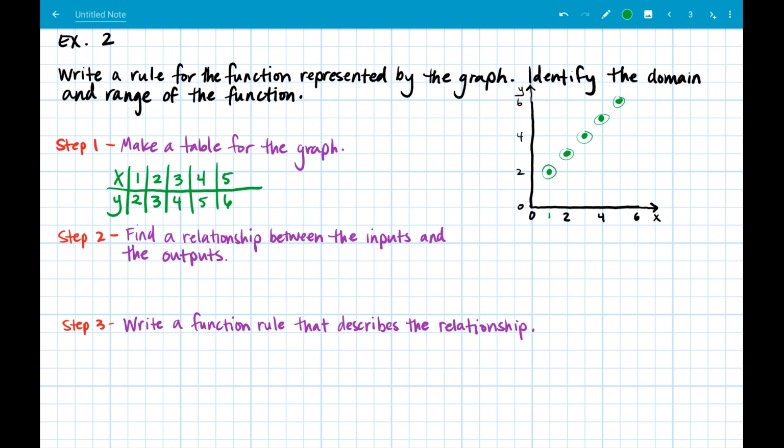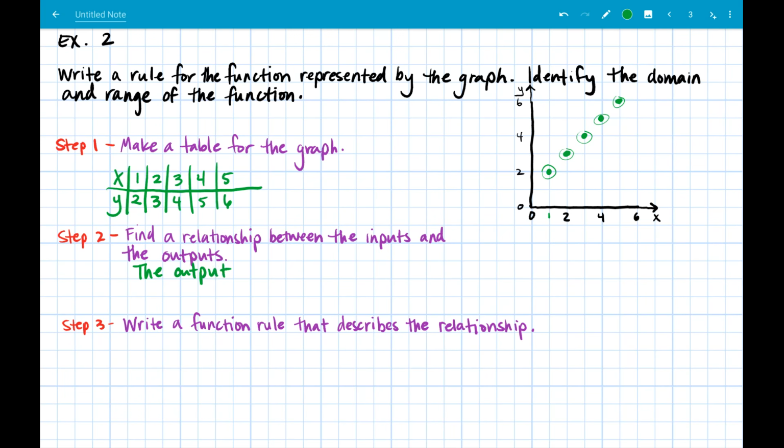Step 2 to solve this would be to find the relationship between the input and the output. What is happening to each of the inputs to give you the output? Hopefully, after just looking at it shortly, you can notice from the table that each of the output values is one more than the corresponding input value. So I'm just adding 1 to each of those x's. Does that make sense?